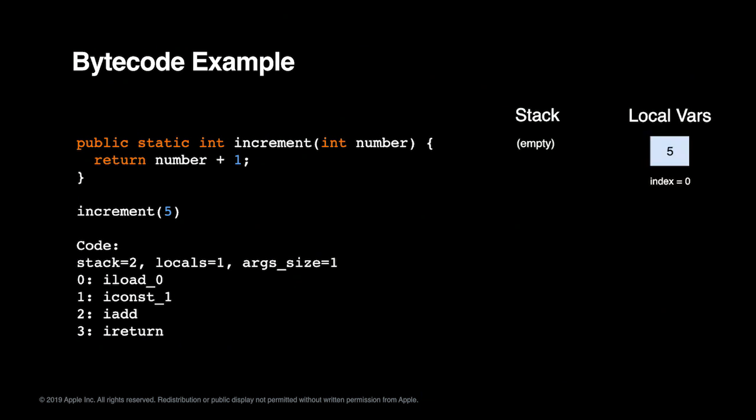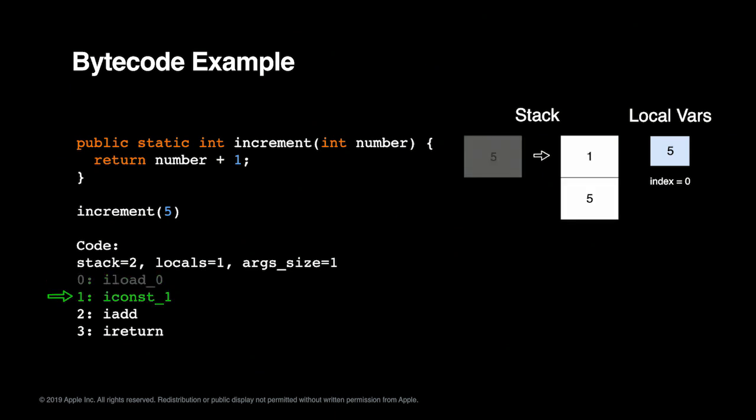Whenever you call this method, a new frame will be created, as I said, and the operand stack will be originally empty. In this particular use case, the local variable array will look like this, because the passed argument, which is 5 in our case, will occupy the slot at index 0 in the local variable array. If we interpret this line by line, then the first line will tell us to load the value at index 0 in the local variable array and push it onto the stack. And after this step, we basically have 5 at the top of our stack.